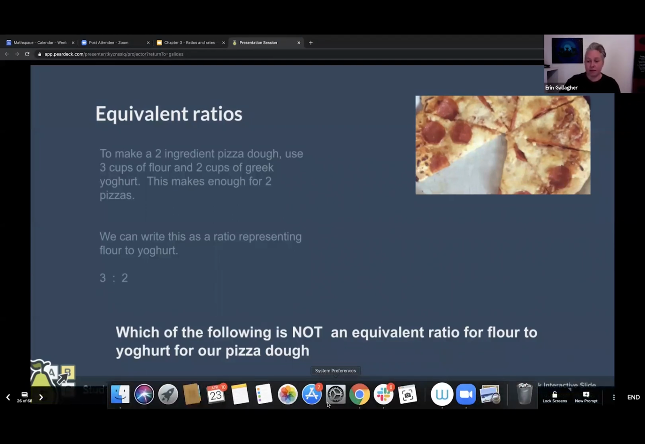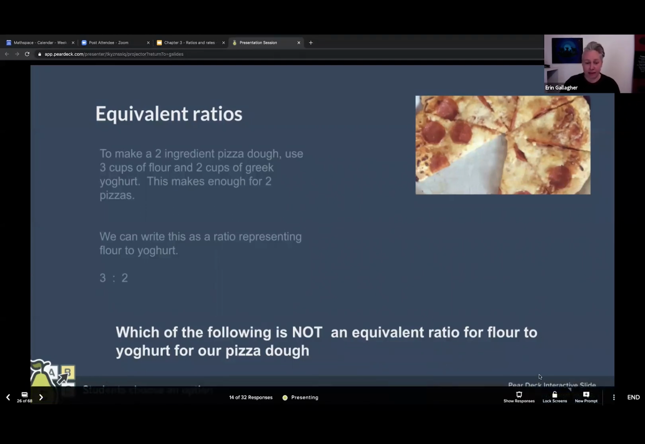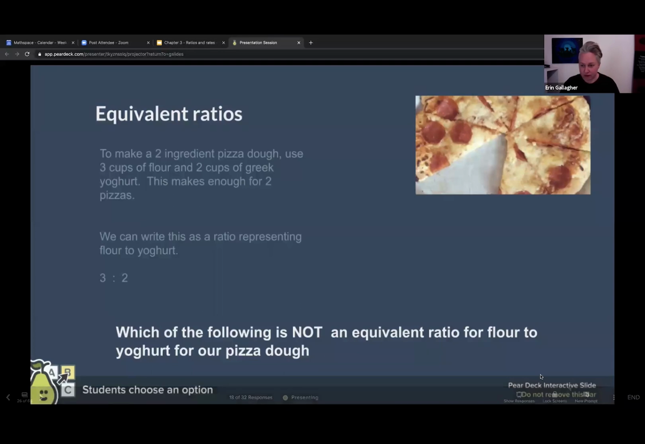There'll be a little green answer button. You can click on that. Got about half the responses in. I'll wait a bit longer because I don't want people to get too swayed by what everyone else is thinking.